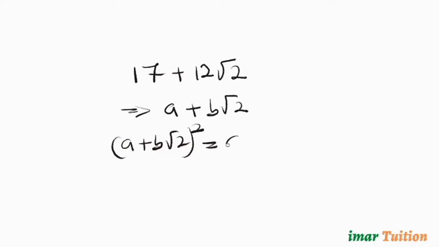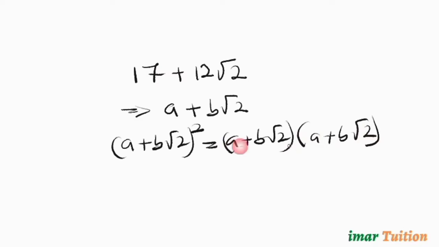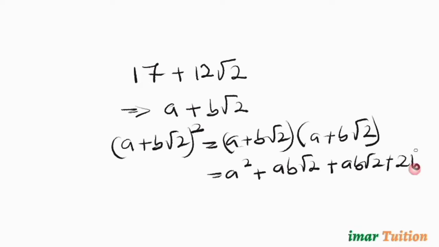This is (a plus b root 2) times (a plus b root 2). This will give us a squared plus ab root 2 plus ab root 2 plus b squared times 2, that is 2b squared. What I did was just multiply this and multiply this.